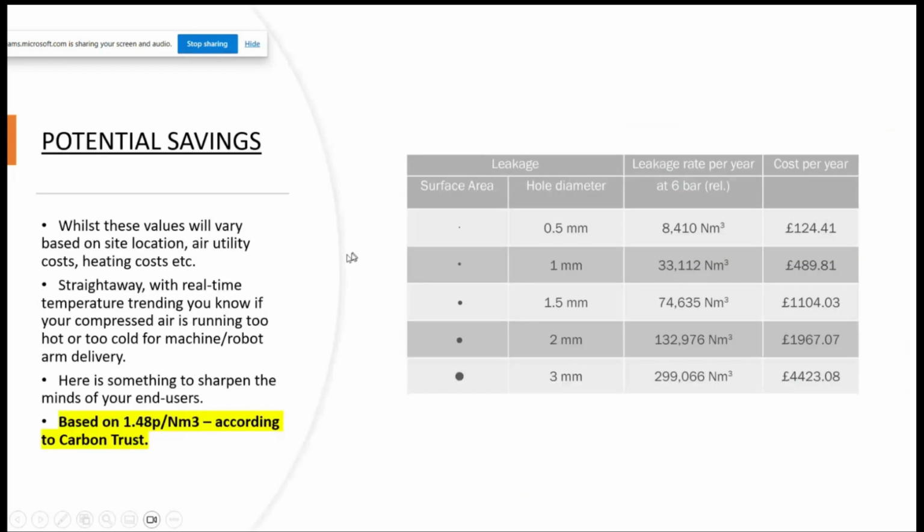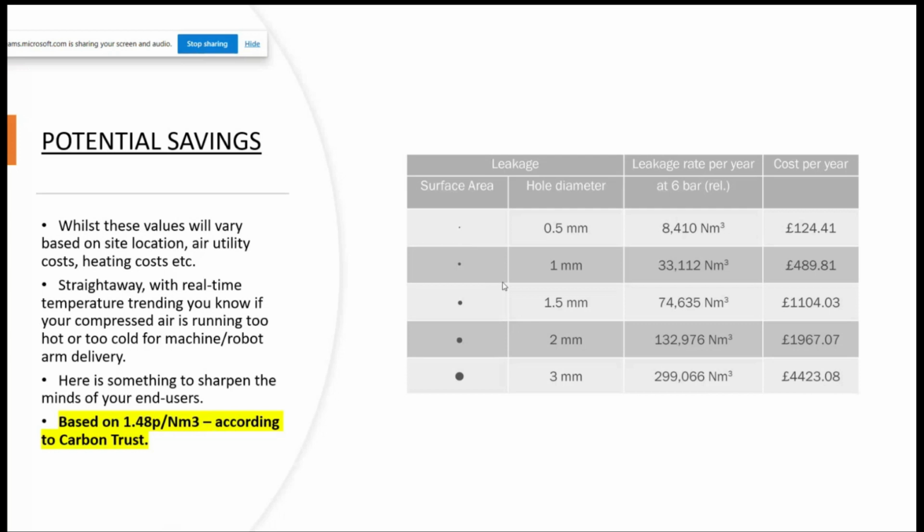Potential savings. What are we looking at? Now, the table on the right hand side is per single leakage. These are based on 1.5 pence per normalized meter cubed of air, according to the Carbon Trust. As you'd expect, the bigger the leak, the greater the leakage rate, the greater the cost. Now, this is looking at one leak. Potentially, there could be 10s, 20s, 50s, potentially 100 leaks or so along your compressed air circuit.